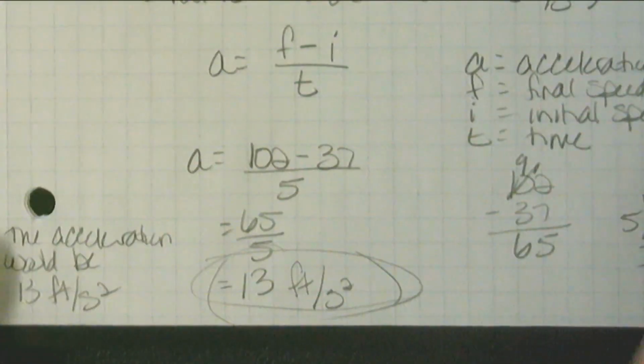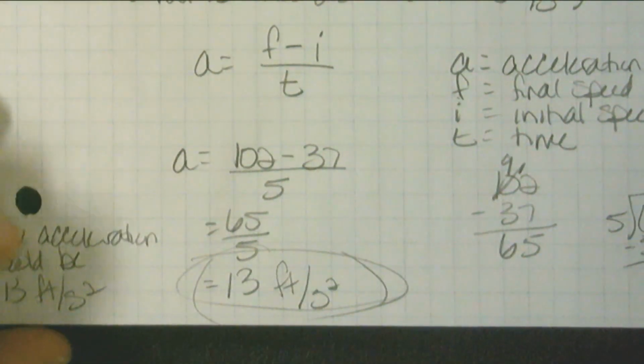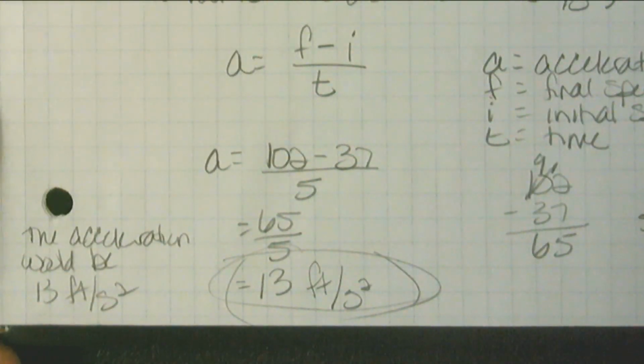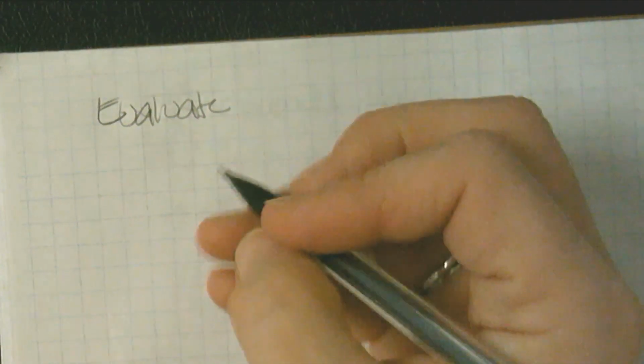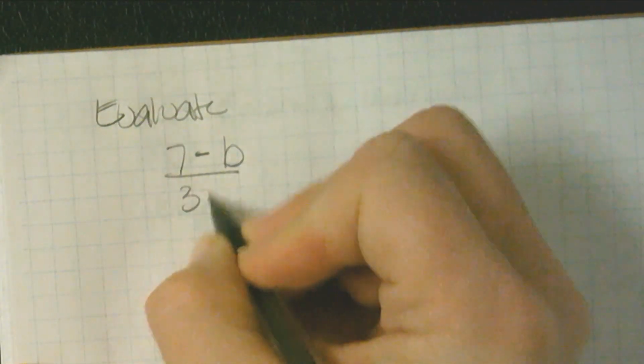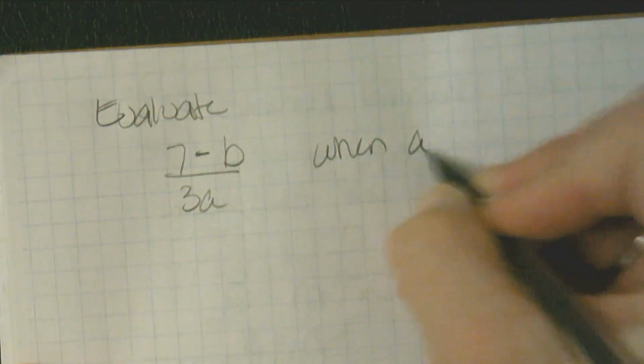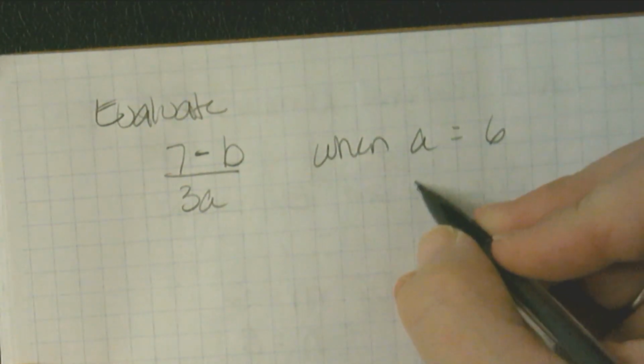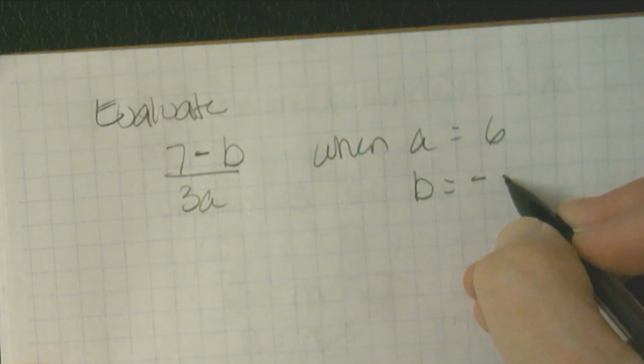All right, let me give you a couple to practice on. Questions on this? Okay. All right, so I want you guys to do the following problems. I'll put one up there, get going on that one, and I'll put the second one up. I want you to evaluate 7 minus b divided by 3a, when a equals 6 and b equals negative 5.